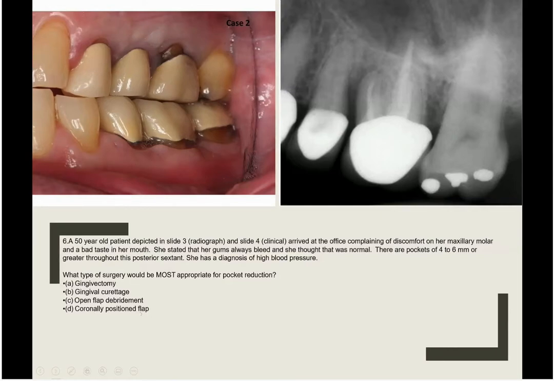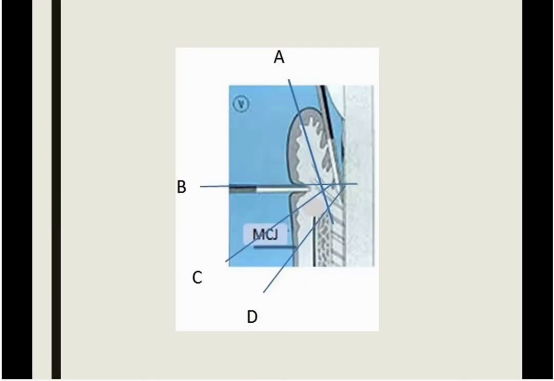And then a coronally positioned flap would actually maybe increase the pocket depth because you're coronally advancing the flap rather than apically positioning it. So the open flap debridement or an apically positioned flap would be the best choice. Okay. And then I think you had a couple of questions about matching the incision line to the appropriate procedure.